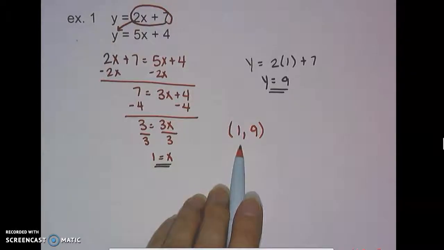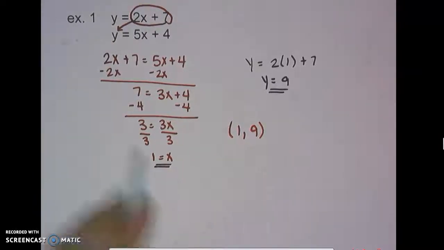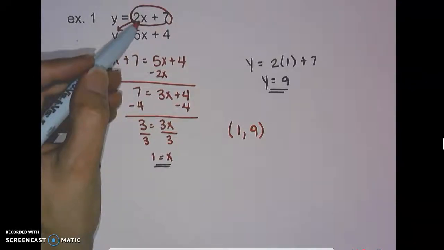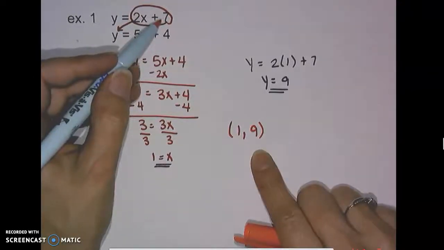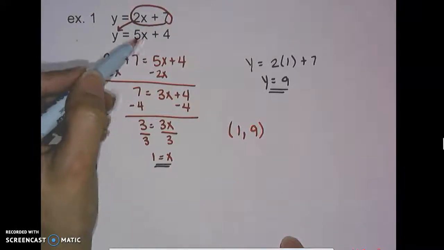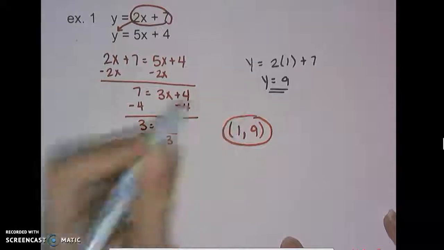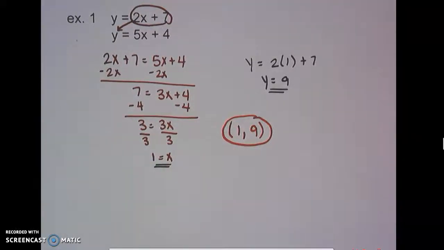And for it to be the solution to the system, remember that means that we have to be able to plug it into both equations and it be true. So 2 times 1 is 2, plus 7 is 9, so it works there. And 5 times 1 is 5, plus 4 is 9. So it checks in both of them. So that's our solution to the system.